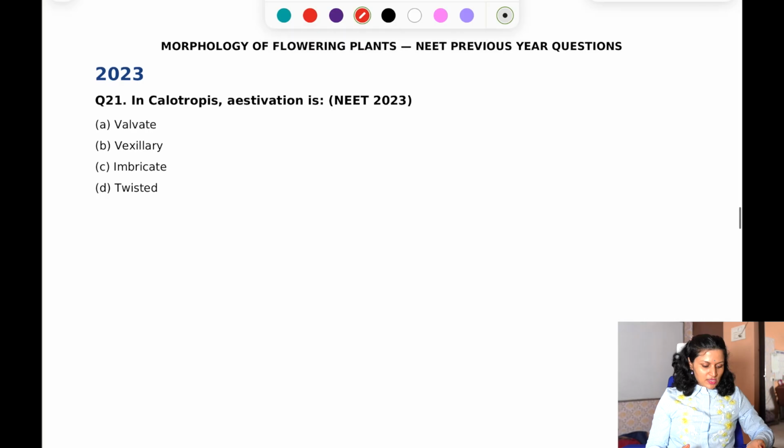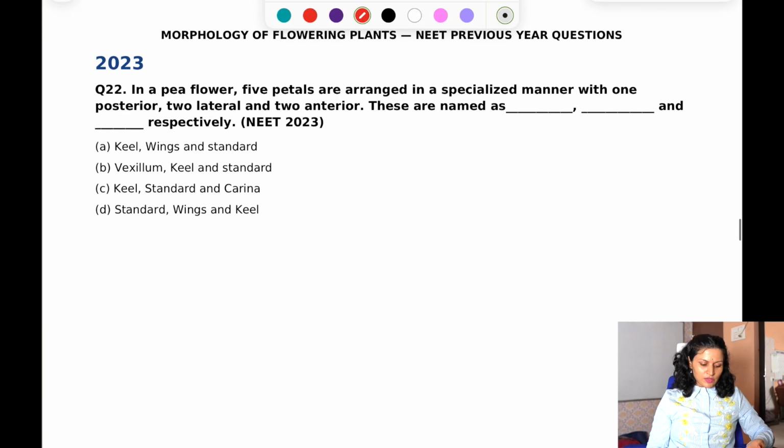Option A is correct. Next question, in Calotropis aestivation is valvate. Question 21, A is correct. In a pea flower, 5 petals are arranged in a specialized manner with 1 posterior, 2 lateral and 2 anterior. These are named as, the big petal is called as standard, the lateral petals are called as wings and the small petals are called as keel. Question number 22, option D will be correct.